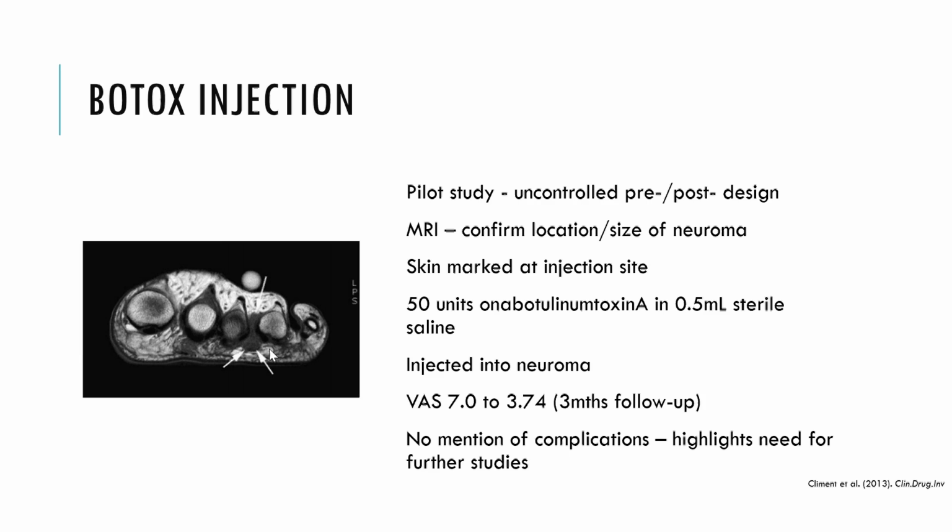50 units of onabotulinum toxin A in 0.5 mLs of sterile saline was injected directly into the neuroma. The study reported vast improvements from 7.0 to 3.74 at a 3-month follow-up. However, there is no long-term follow-up and no complications reported, which highlights the need for further studies in the use of Botox for Morton's neuroma.